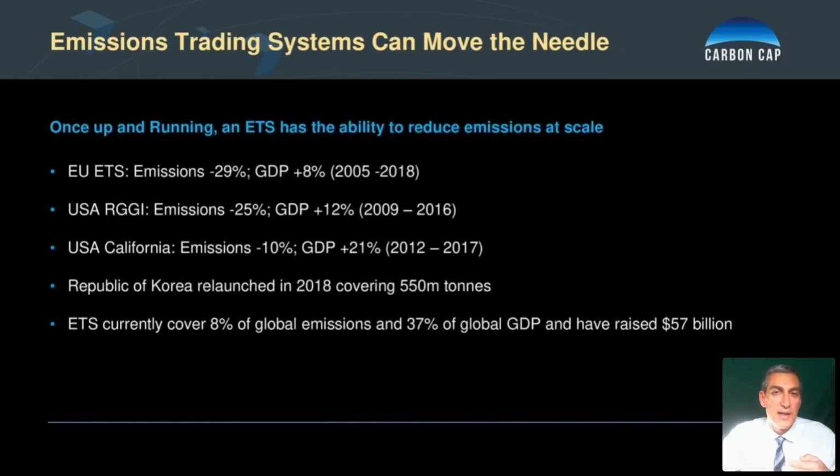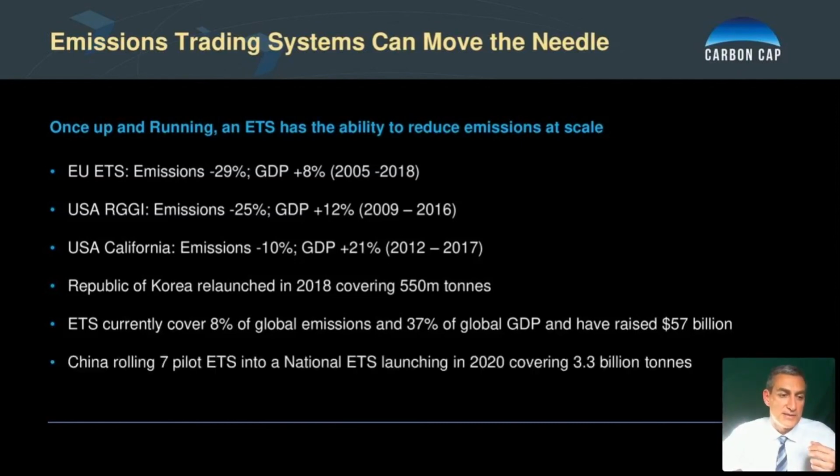And because a big portion of the carbon certificates are auctioned, they've raised $57 billion in proceeds. Most of those auction proceeds from auctioning carbon to the emitters are invested in low carbon and green initiatives. So there's an additional benefit with an emission trading system.